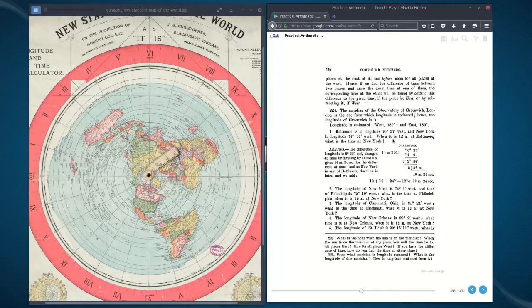When it is 12 midnight at Baltimore, what is the time in New York? Well, the difference of longitude is 2 degrees 36 minutes, and changed to time by dividing by 15 gives 10 minutes 24 seconds for the difference of time. As New York is east of Baltimore, the time is later, and we would add. So 12 midnight plus 10 minutes 24 seconds. So 10 minutes, 24 seconds after midnight is the difference in time by using that method.